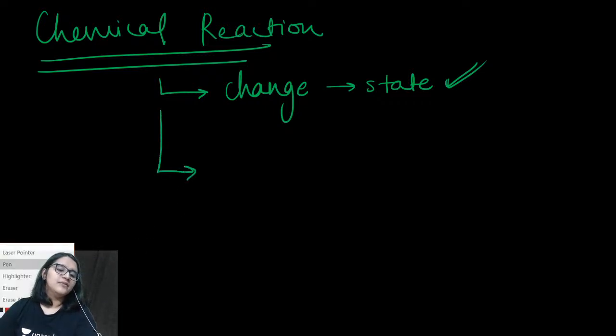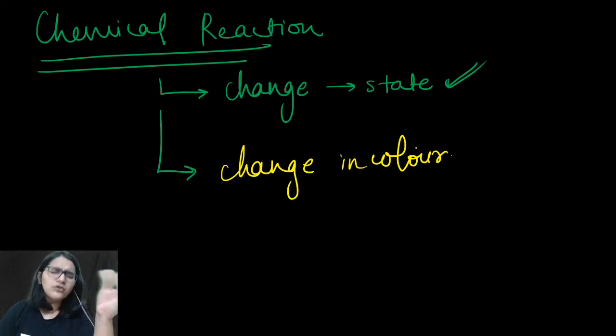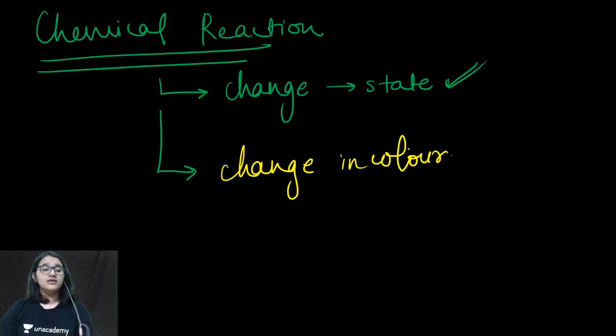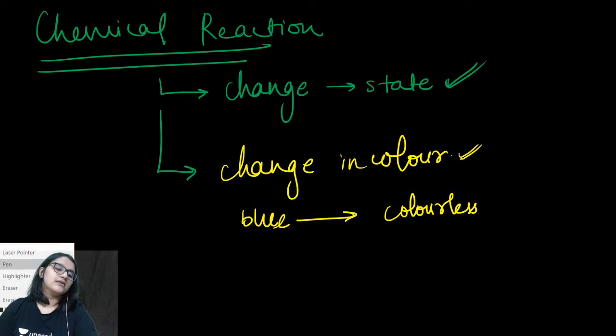Similarly, we have another indicator, that is change in color. Now, we all know that chemicals have beautiful colors. Sometimes after the chemical reaction, let's say the color was blue, but after the reaction it is colorless. So the color has changed. Nothing changes overnight all of a sudden. If something is happening, only then will it show some change. And therefore change in color is also an indicator of a chemical reaction.